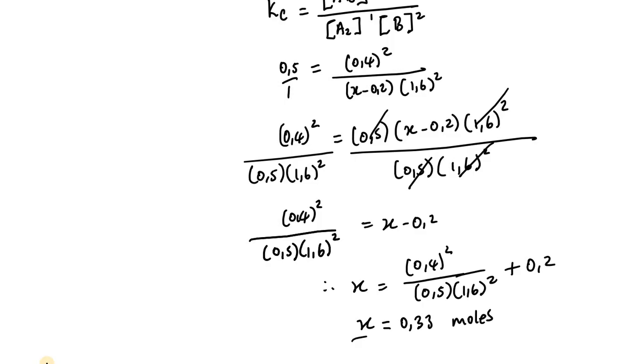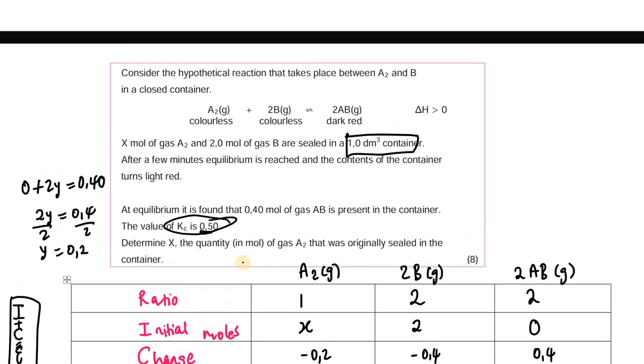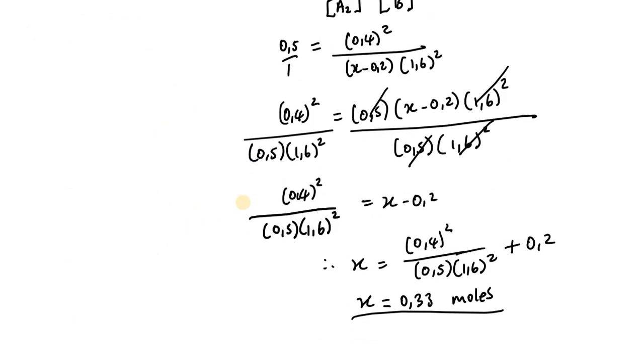Now what does this mean? This means initially we started with 0.33 moles of A2, while we started with 2 moles of B. All right, so that is how you get that answer there.